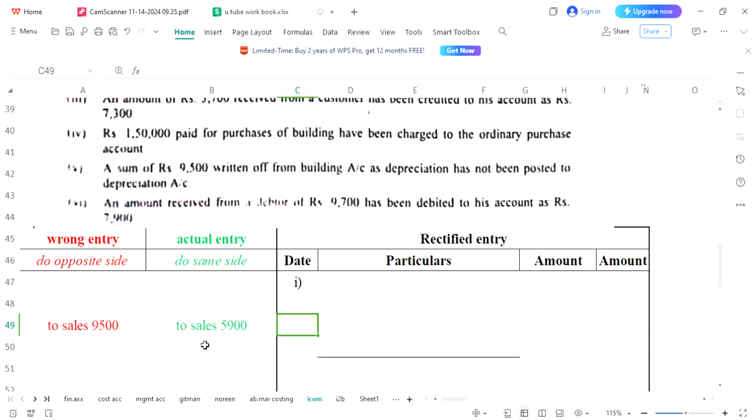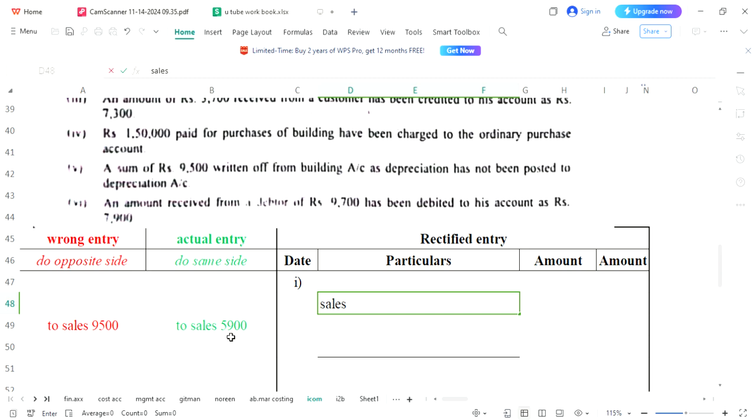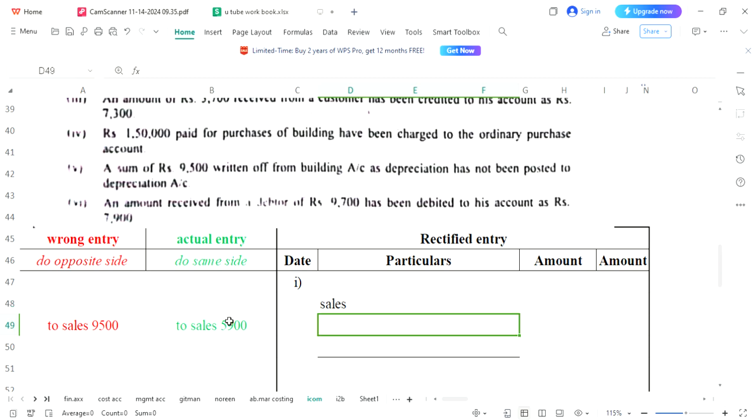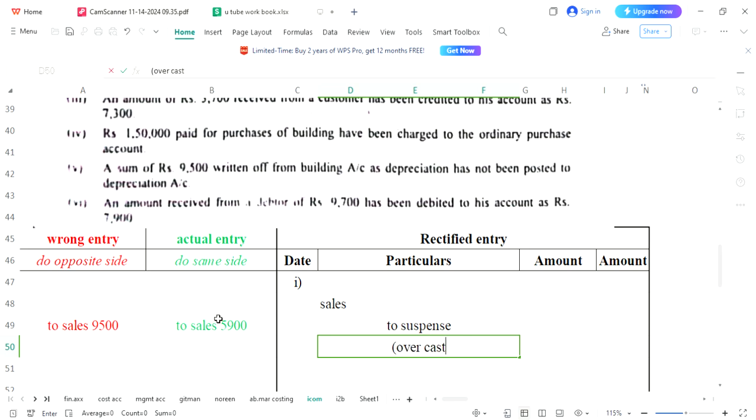Now you will recognize the mistake. Look here, the actual amount was 5, but they have written 9. More amount has been written, which is overcast. In overcast, we post to the opposite side. Sales is written on the credit side, so in overcast, we will write it on the debit side. There was only one mistake present in the question, nothing else to write here. So for the time being, you will put suspense account, overcast.